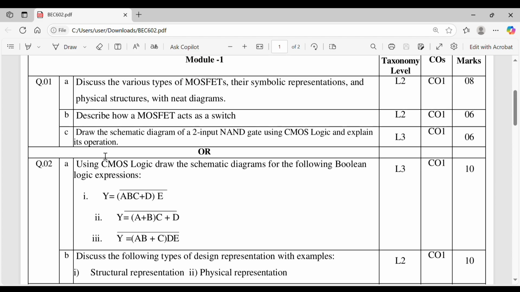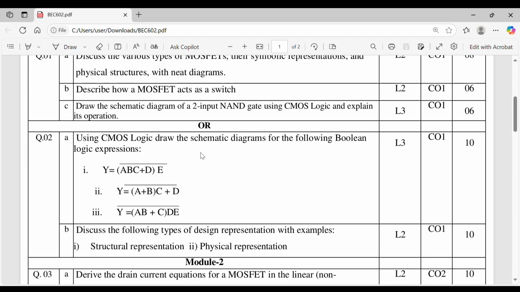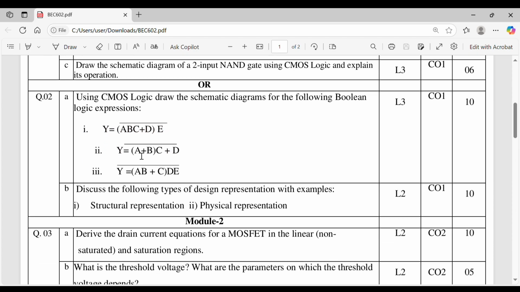2A question is using the CMOS logic draw the schematic diagram of the following Boolean expressions: y equal to ABC plus D into E, y equal to A plus B into C plus D, y equal to A into B plus C into D into E whole bar. 2B question is discuss the following types of design representation with the example. First one is structural representation, second one is physical representation.